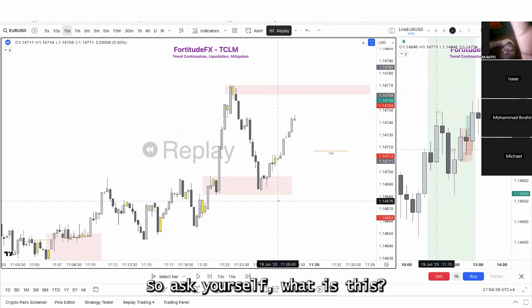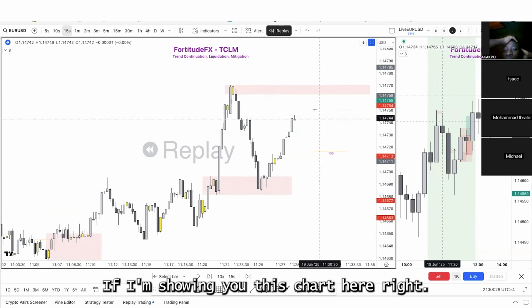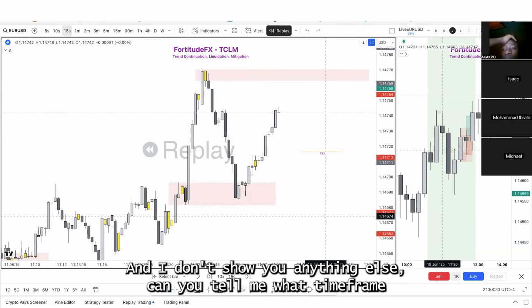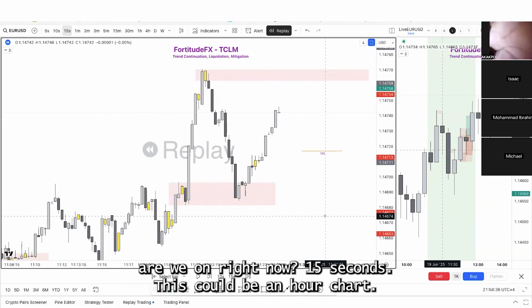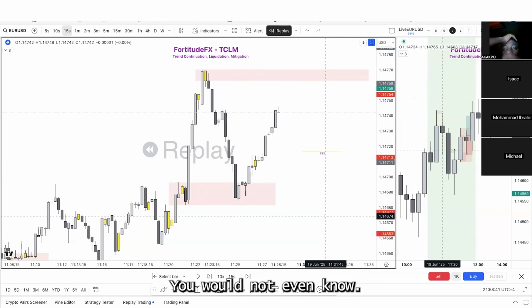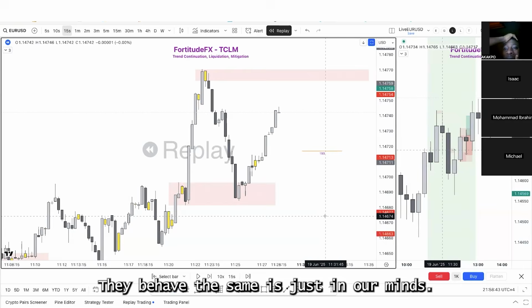So ask yourself always this: if I'm showing you this chart here, and I don't show you anything else, can you tell me what time frame we're on right now? 15 seconds. This could be an hour chart, a daily chart, or a weekly chart. You would not even know, because the candles are the same, they act the same, they behave the same.